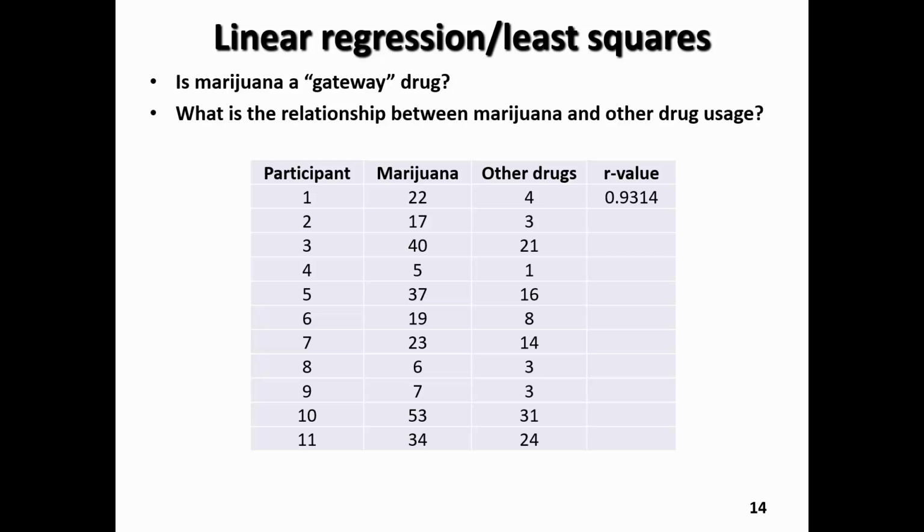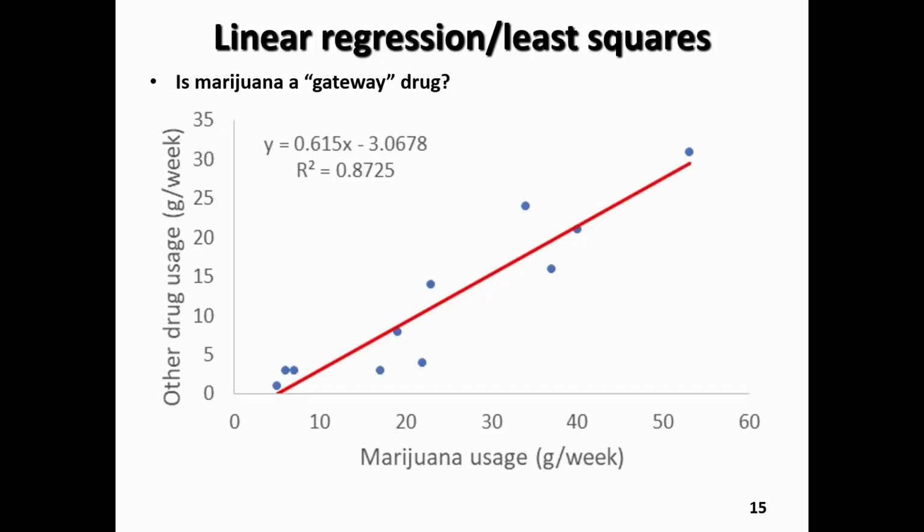The most effective way to understand and view this relationship, of course, is with the scatter plot. I used Microsoft Excel to not only make the graph, but also to carry out the linear regression analysis. Here we look at marijuana usage in grams per week. I mentioned on the previous slide it was the number of usages per week, but it's actually grams per week versus other drug usage in grams per week. What we see here is the direct relationship: as the number of grams per week increases, so does the usage of the other drugs.